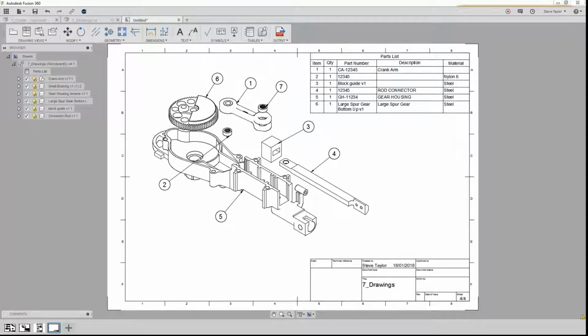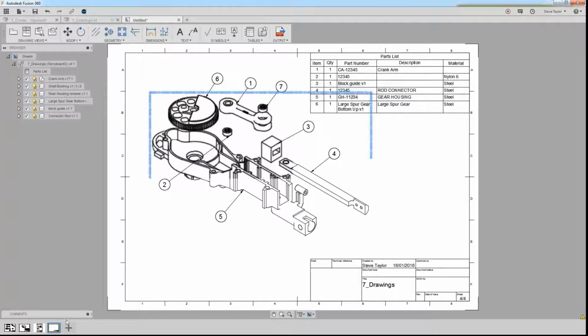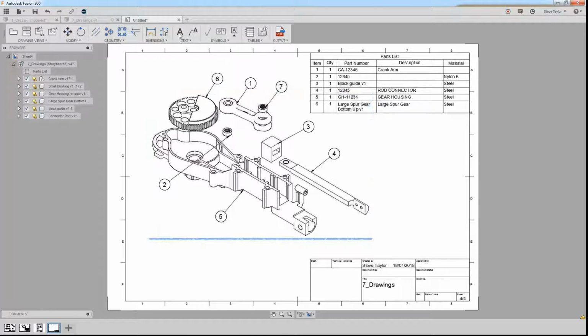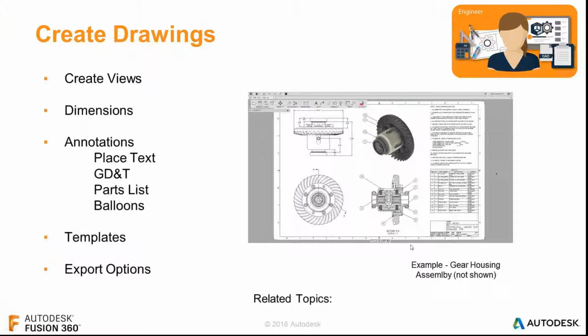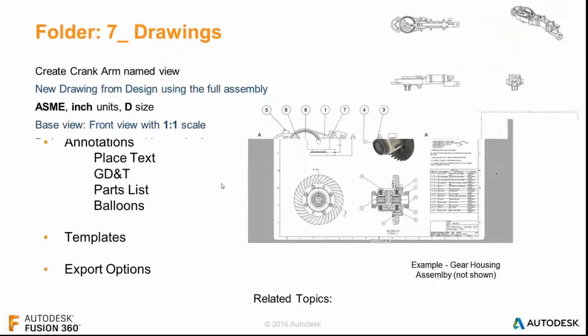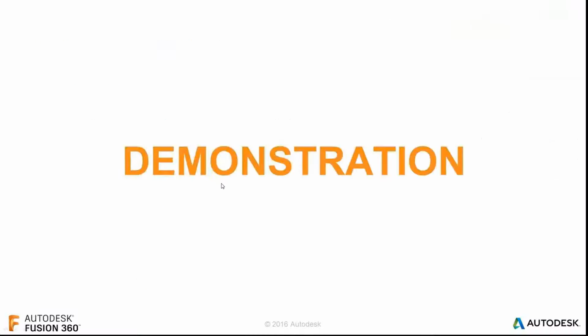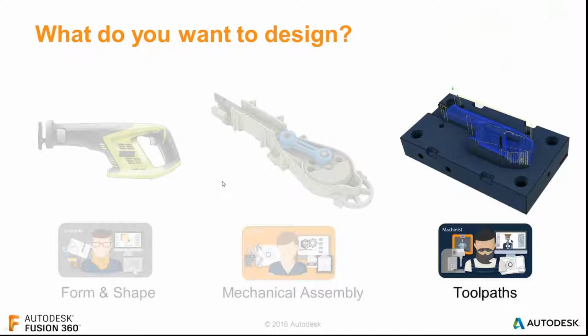We've also got the ability to export our drawings. So up at the top, we can output a PDF, DWG file, or a parts list can come off as a CSV file. So the last little bit we're going to be talking about. So really, that's about it for drawings that we're going to be looking at today. And we'll move on to the last section, which really is all about toolpaths.